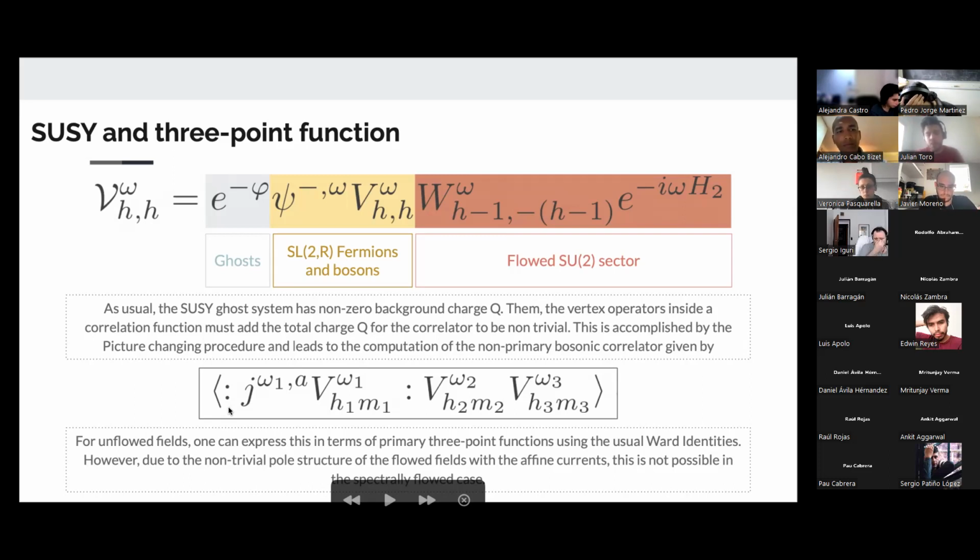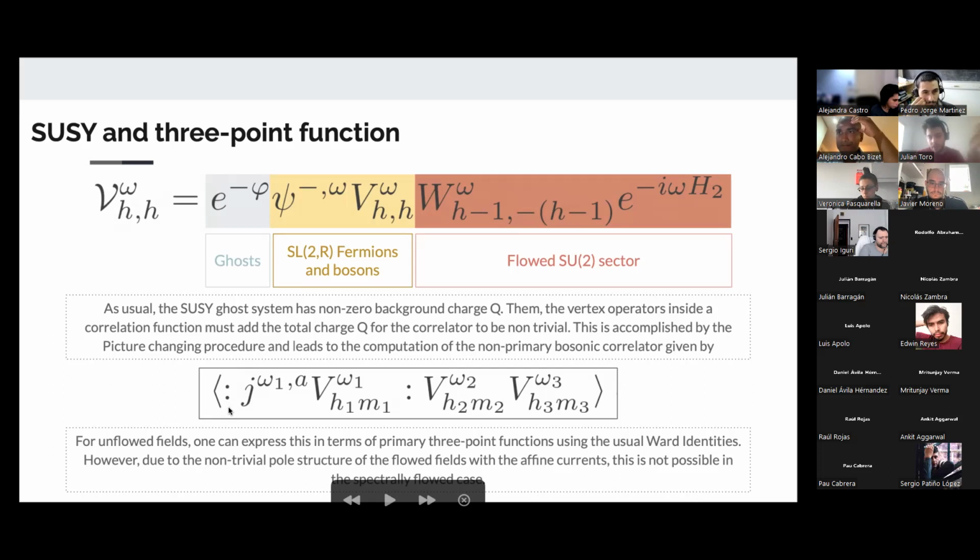As is usual, the supersymmetric ghost system has a non-zero background charge. And then the vertex operators inserted inside a correlation function must add up to the total charge Q in order for the correlator to be non-trivial. This is accomplished by the picture changing procedure and leads directly to the computation of the non-primary bosonic correlator given by the last formula.